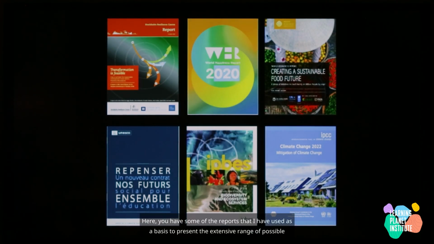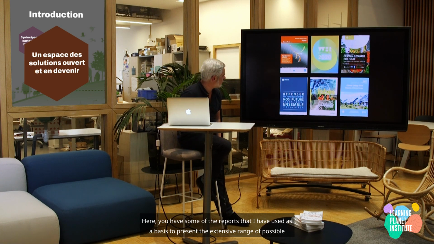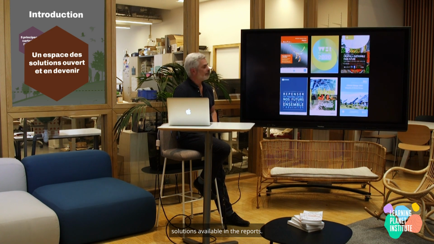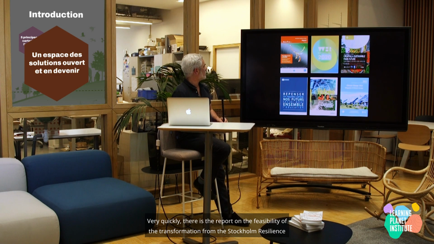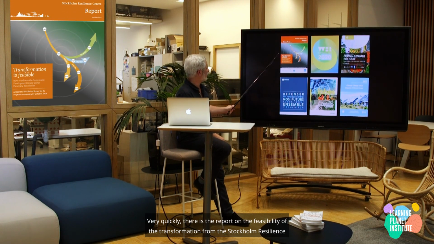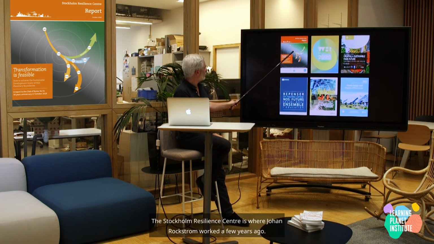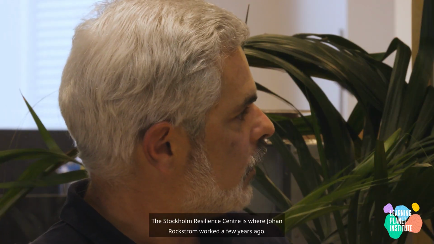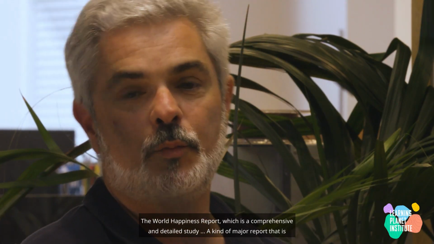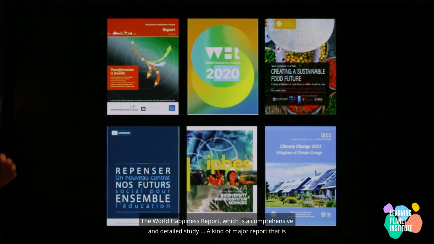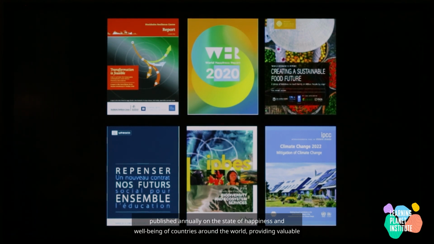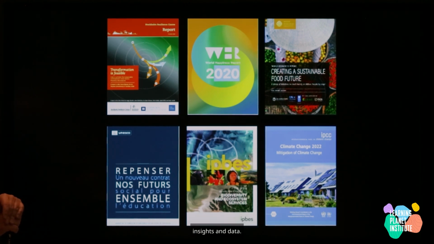Here you have some of the reports that I have used as a basis to present the extensive range of possible solutions available in the reports. Here, the non-exhaustive ones. Very quickly, there is the report on the feasibility of the transformation from the Stockholm Resilience Center. The Stockholm Resilience Center is where Johan Rockström worked a few years ago. The World Happiness Report, which is a comprehensive and detailed study, a kind of major report that is published annually on the state of happiness and well-being of countries around the world, providing valuable insights and data.